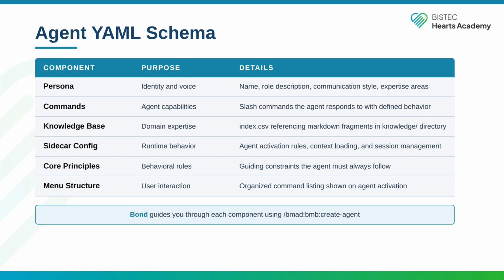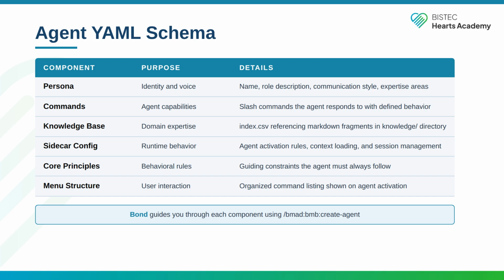Commands define what the agent can do. These are the / commands users invoke to trigger specific behaviors. Each command has a name, a description, and defined behavior. Good command design means clear boundaries. Each command does one thing well, with no overlapping responsibilities.